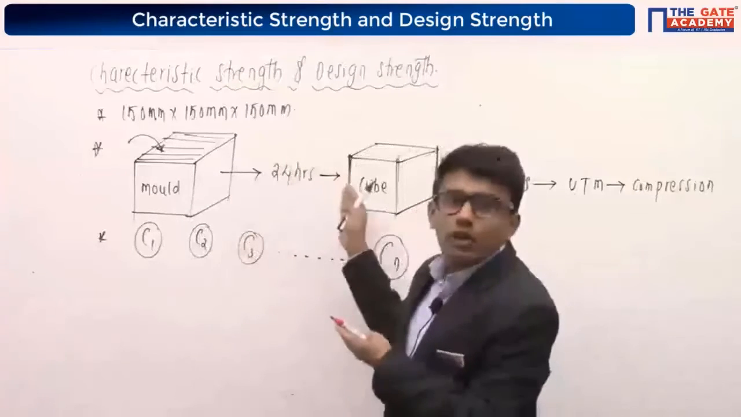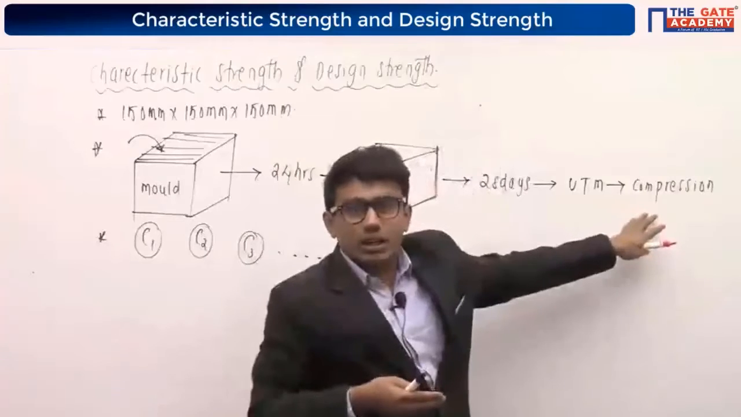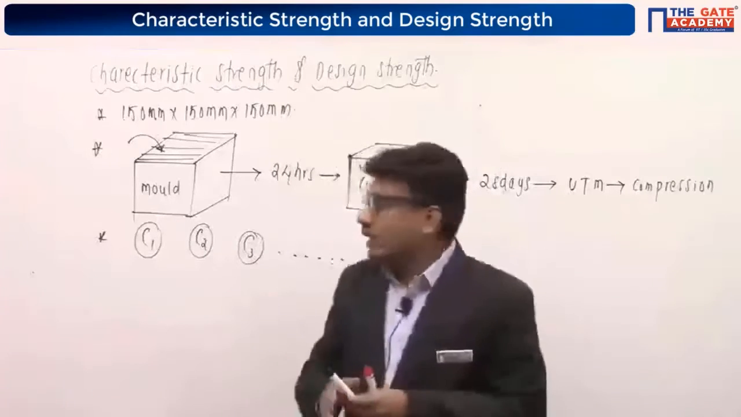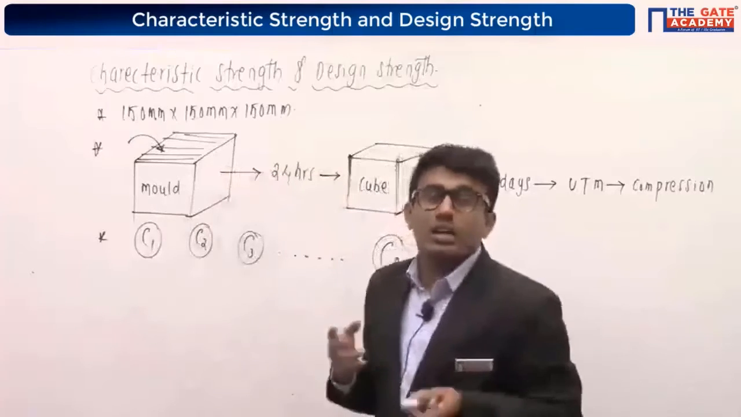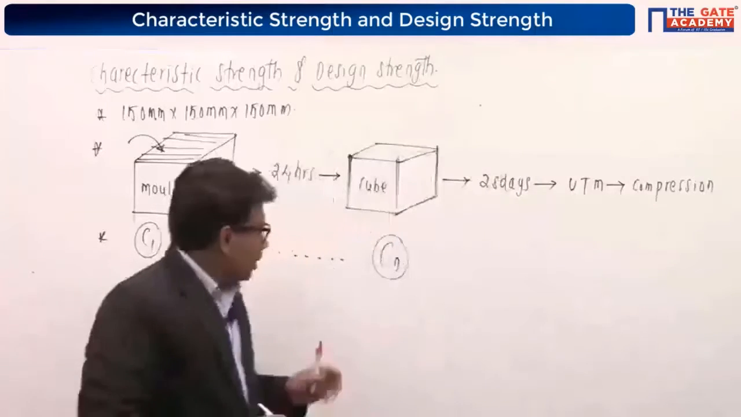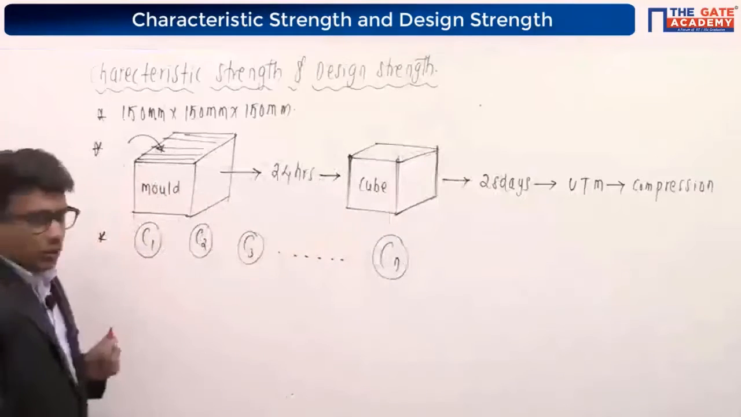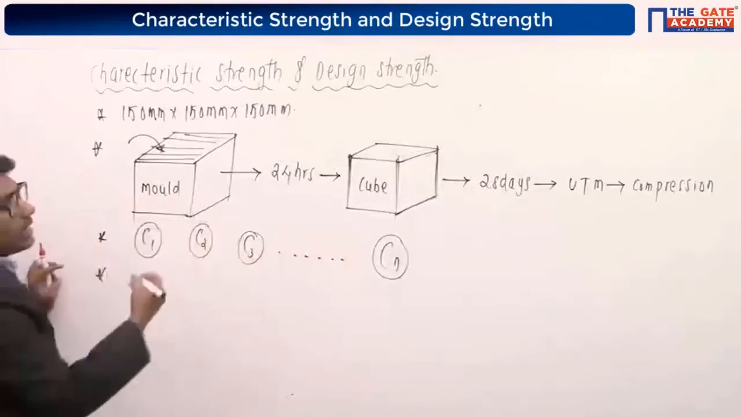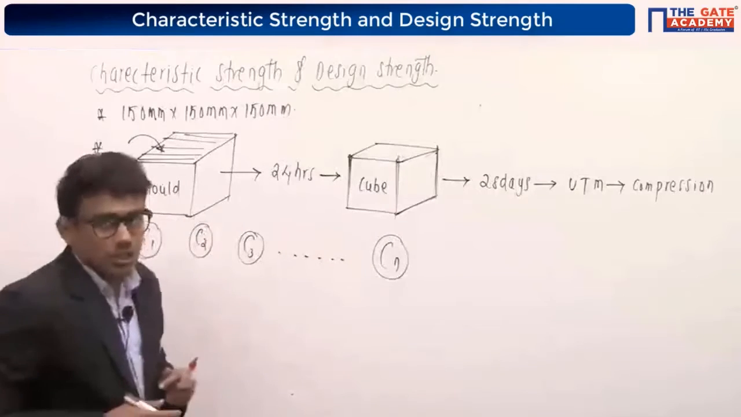Otherwise we could prepare one cube and do the strength test to find the compressive strength of the concrete, but that is not possible here. Why? Because there is always uncertainty during the cube preparation. That's the reason why we are considering many cubes. So after doing this for n number of cubes, after 28 days of curing, I go for the compression test in the universal testing machine.